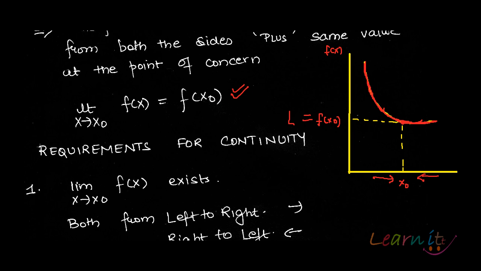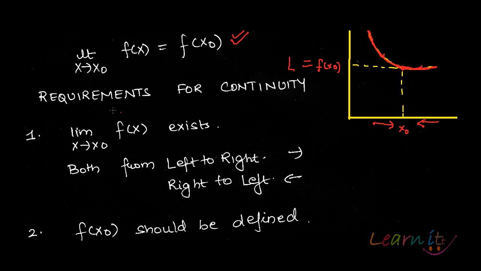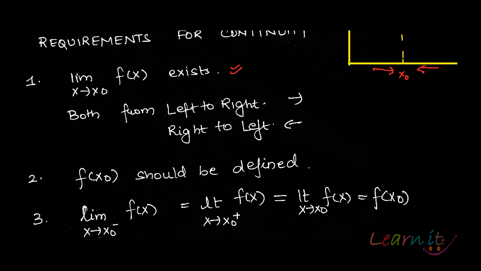So the requirements for continuity are as follows. Number one, the limit of the function f(x) should exist as x tends to x naught, both from the right as well as the left. And number two, f(x naught) should be defined.